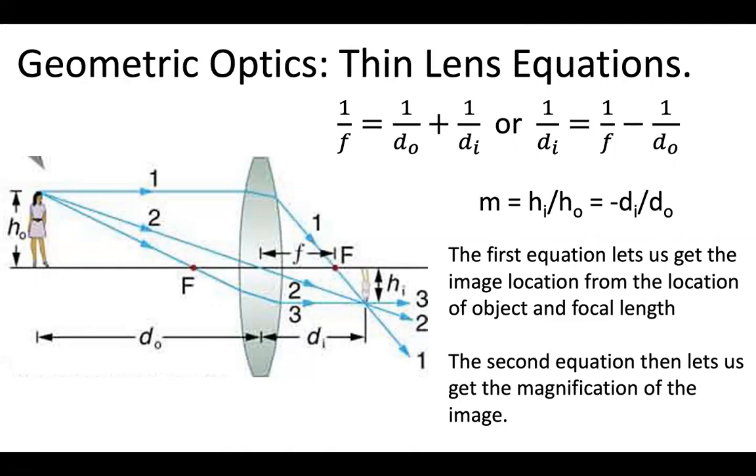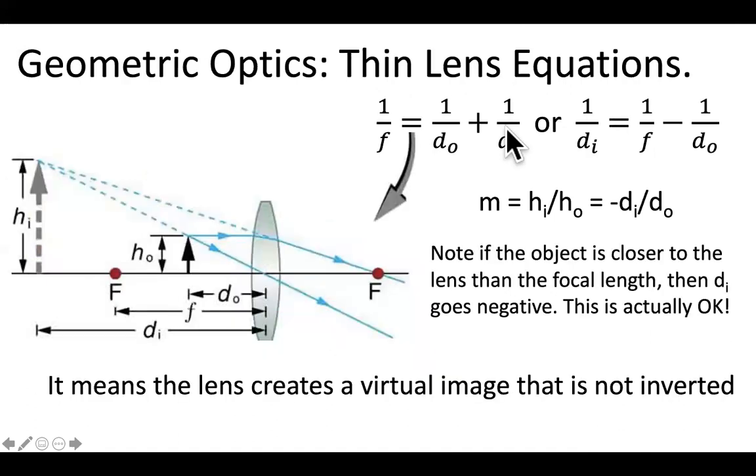And one thing that's interesting about how this expression works is that we derived it for the specific case where the person is here and there's a real image over here. But this equation is more general than that. For example, there are some quirky things that happen to this equation when we make the object too close to the lens.